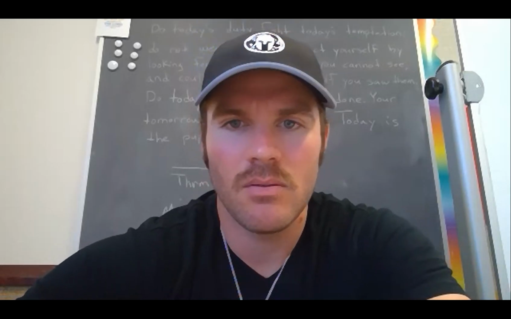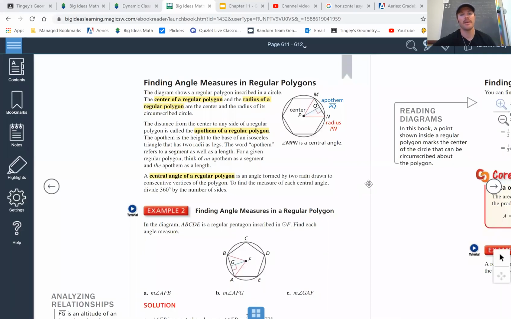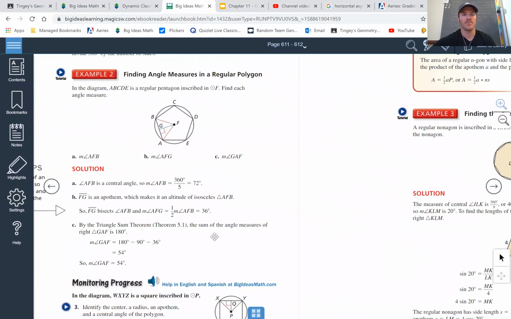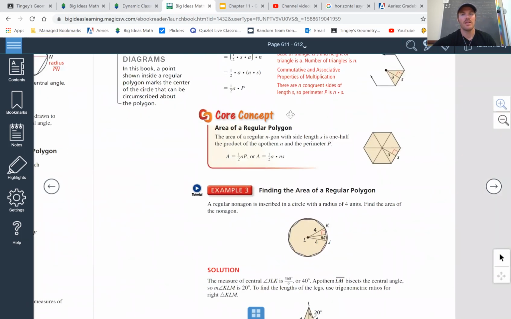The third part of notes here, don't forget you're supposed to be adding all and answering the monitoring progress in your notes as well. Okay, so monitoring progress 3 and 4, make sure you put those in your notes.